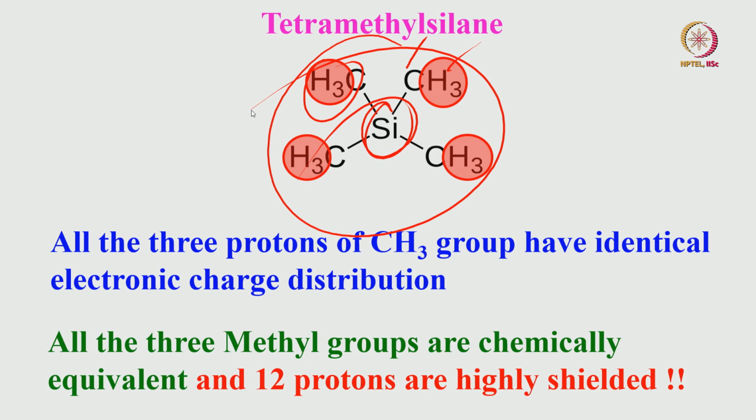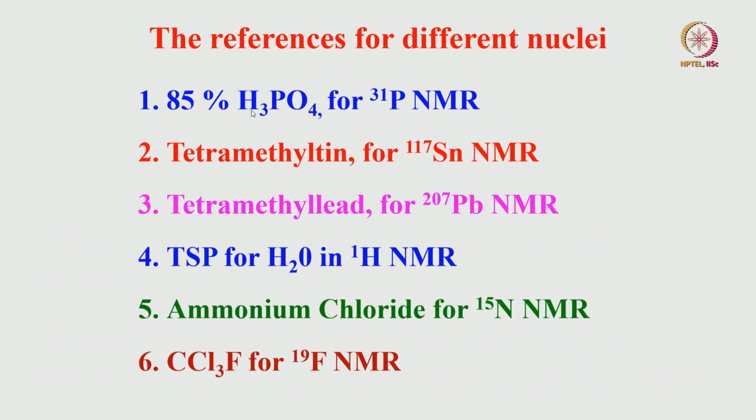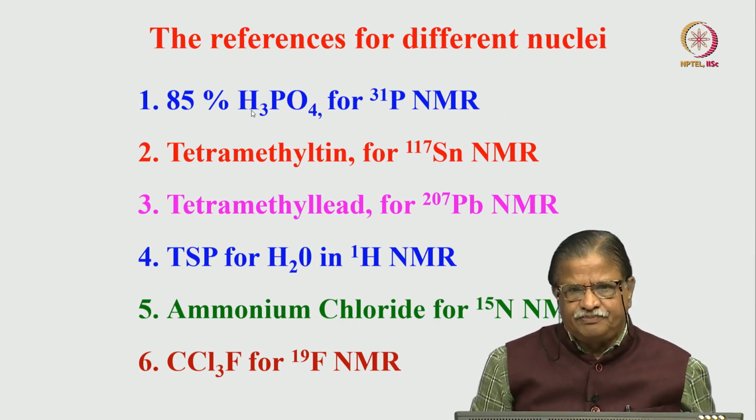All the 12 protons are equivalent and highly shielded. As a consequence, it comes to the high field region. So, it is very easy, and also it is inert, it does not interact with your sample. And also it is highly volatile. If you just leave the bottle open, within a few minutes the tetramethylsilane will completely evaporate. So, there are several advantages of this. As a consequence, tetramethylsilane is used as the reference for all the 3 nuclei which I mentioned.